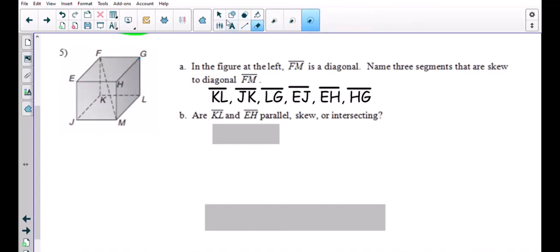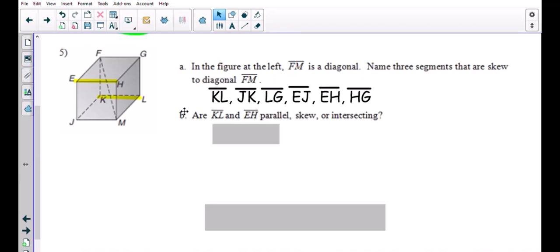So let me erase this here. Let me highlight these segments in yellow. So KL is going to be this one. EH is going to be this one here. Now, they don't appear like they're ever going to intersect, so they're not intersecting, that's for sure. But we want to figure out, are they parallel or skew? So we want to determine, do they lie in the same plane?